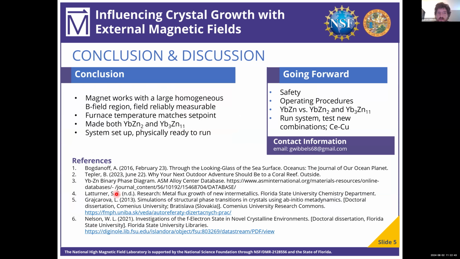So the magnet works with a large homogeneous region more than capable of sustaining a growth. The furnace works as well, and it matches its set point temperature reliably. It's embedded in the system, so the whole system is integrated and ready to run as soon as all we really need is to get a longer cord to connect to our power supply. And we were able to make 2 interesting ytterbium zinc systems. And really all we need to do going forward is to set up safety and operating procedures and potentially test new and interesting compounds.